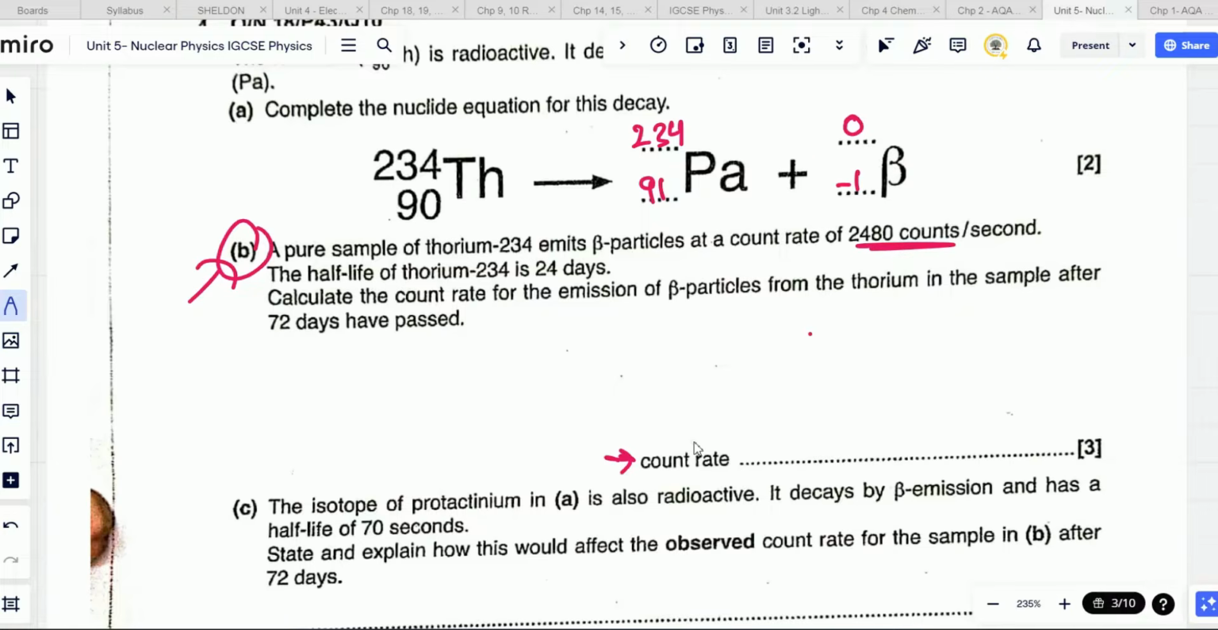So this is the original count rate, that is 2480. And they have given the half-life as well. How much is the half-life? 24 days. Can you see here? The half-life of thorium is 24 days. Calculate the count rate for the emission in the sample after 72 days. Now see, this is the half-life and this is another duration that they have provided.